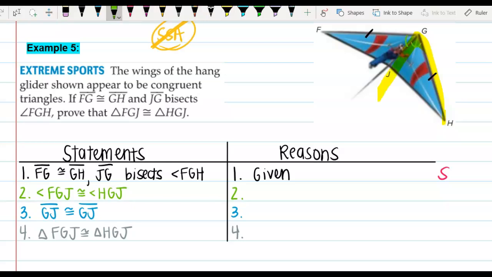And then HGJ, congruent. Okay, so obviously something's happening at G because we've marked the 2 smaller angles at G on either side. So if we go back to our given, it says that JG bisects angle FGH. Okay, remember if it bisects, it splits it exactly in half. So this would be definition of angle bisector. And then last but not least, I'll do this in a different color instead of blue. GJ is congruent to itself. So that would be reflexive.